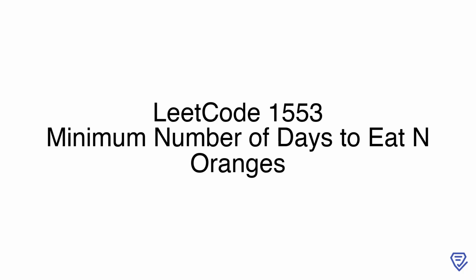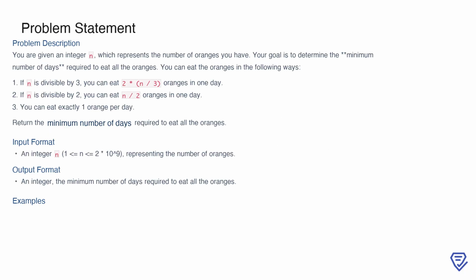Let's get started. In this problem, we are tasked with finding the minimum number of days required to eat all the oranges when starting with a given integer n. The number of oranges decreases based on three possible actions. If n is divisible by 3, you can eat 2/3 of the oranges in one day. If n is divisible by 2, you can eat half of the oranges in one day, or you can eat exactly 1 orange per day. The objective is to minimize the total number of days required to reduce the count of oranges to 0.